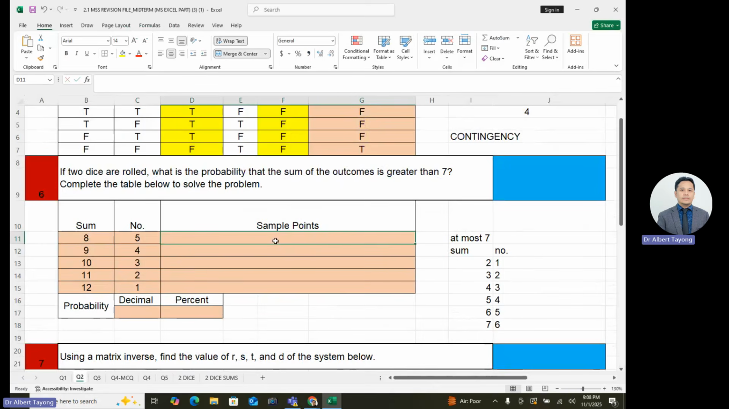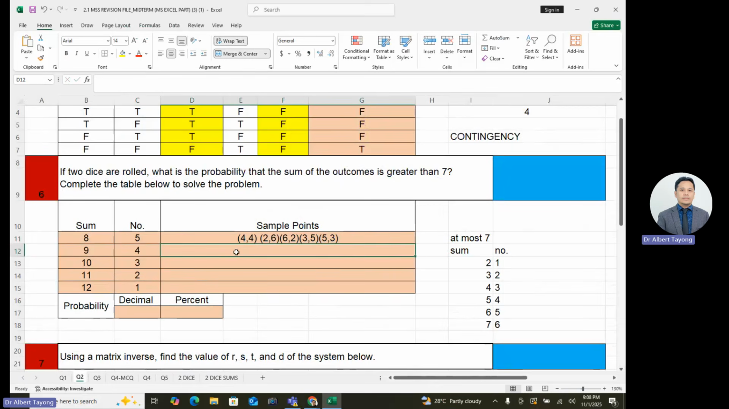Now you can write the sample points. So here we have 4, 4, that is 8. Then we have 2, 6. Okay, you can remove the space. 6, 2. And we have 3, 5, and 5, 3. So we have 5 possible outcomes. All of these, the sums are 8.